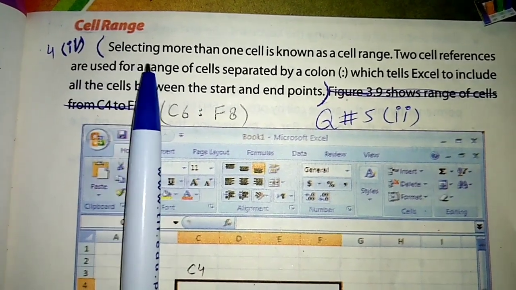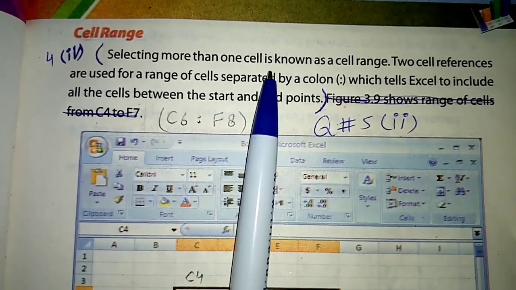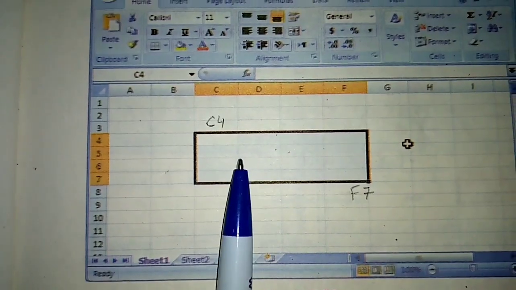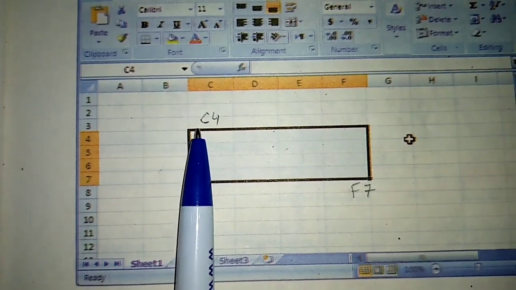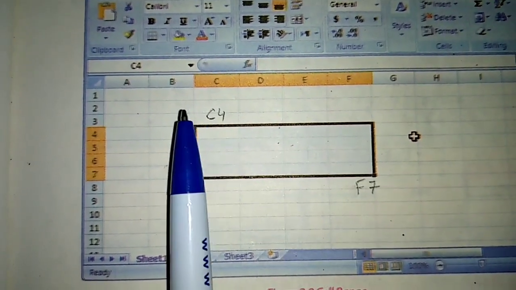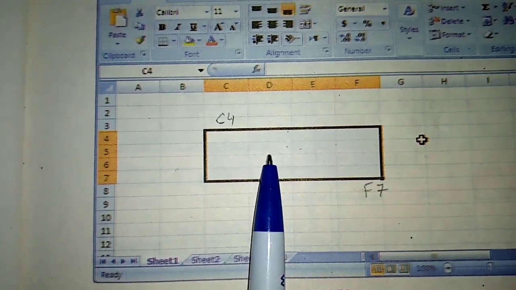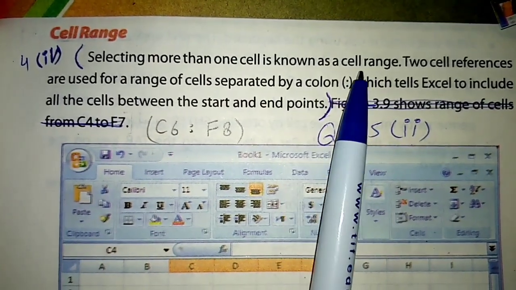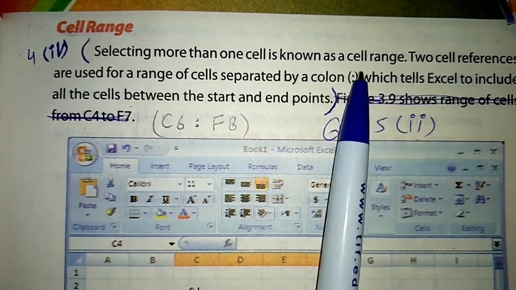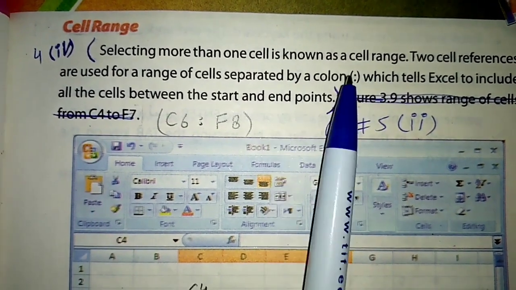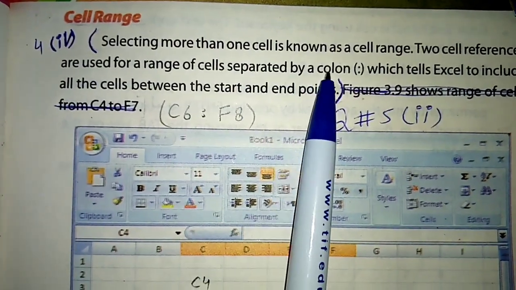Next is cell range. Selecting more than one cell is known as cell range. For example, in this figure, selected cells are from C4 to F7. So, C4 to F7 is the range of cells. Next point is how to represent a cell range. Usually, cell range is represented by two cell references separated by a colon.